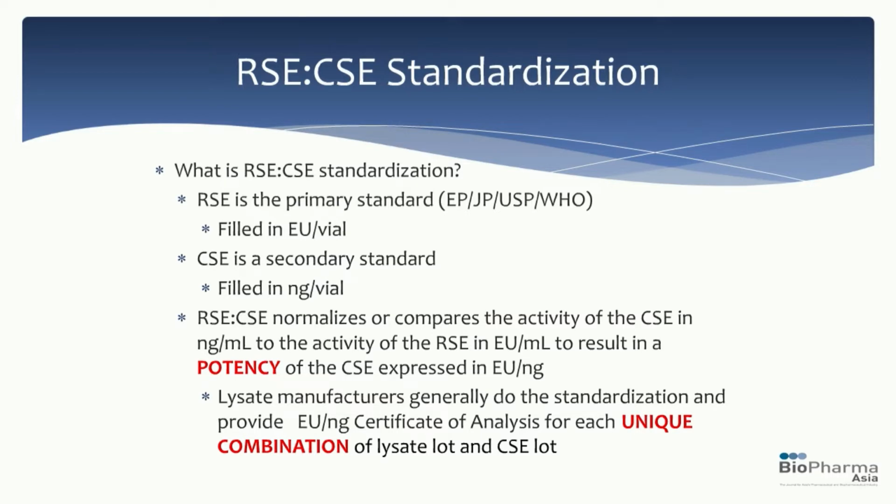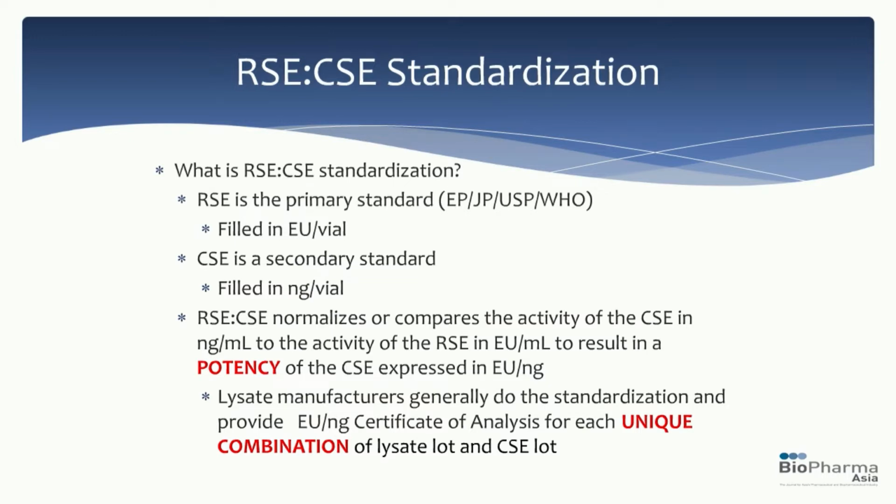Now, the lysate manufacturers generally do this for you, so you will get a certificate of analysis in your kit to say that with this particular lot of lysate and this particular lot of endotoxin, the potency of the endotoxin is so many EUs per nanogram, or they will tell you to reconstitute your vial of CSE with so many milliliters of water to result in a concentration of 50 EUs per milliliter or some such instruction.